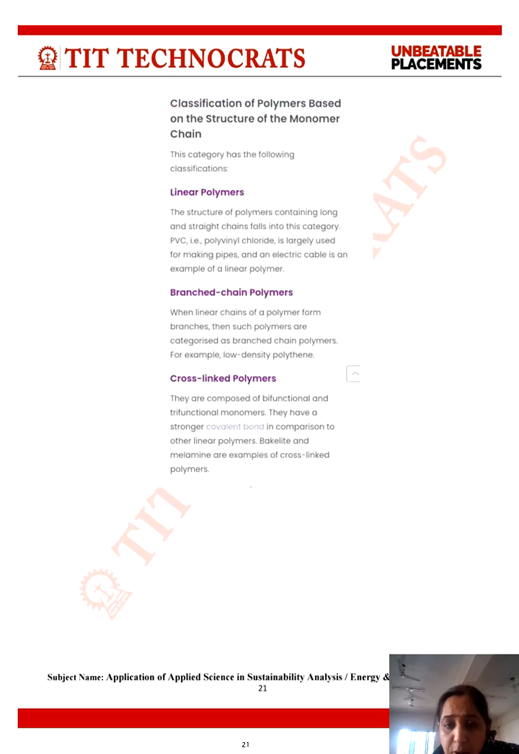Now the next topic is classification of polymers based on the structure of the polymer chain. First is linear. The structure of polymers containing long and straight chains falls into this category. For example, I have taken PVC. Full form of PVC is polyvinyl chloride. It is largely used for making pipes and electric cables, and these are examples of linear polymers.